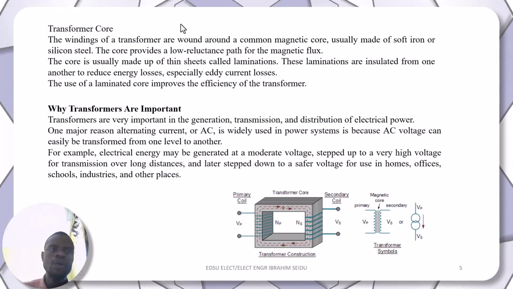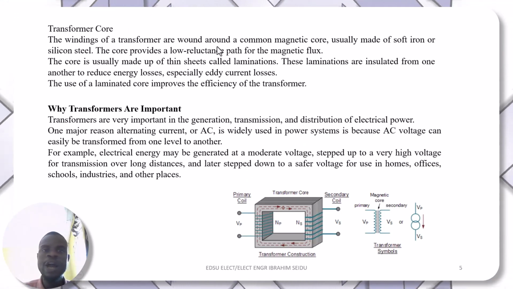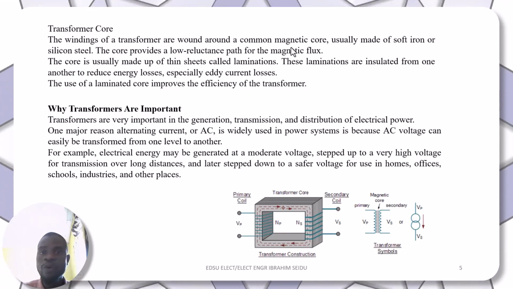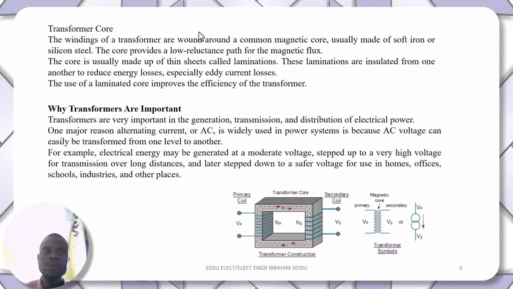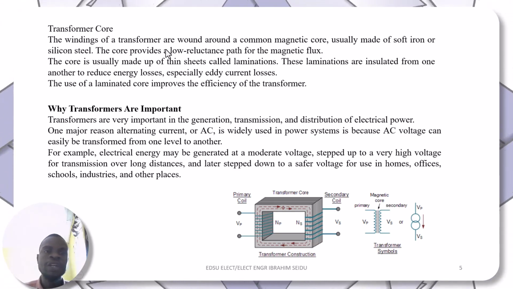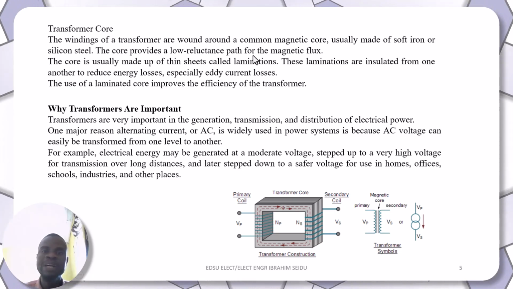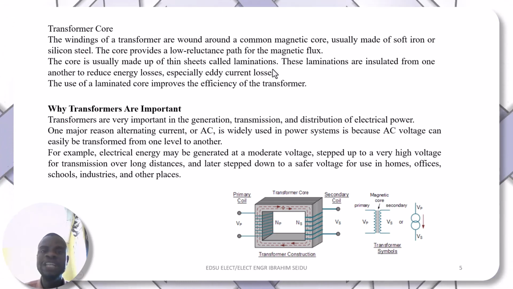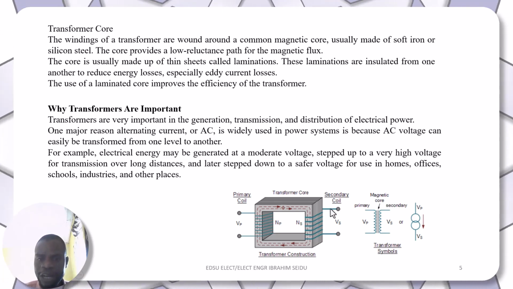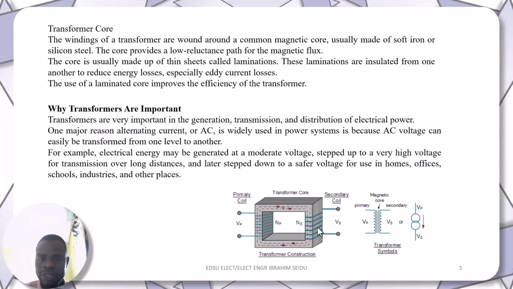Now, transformer core. The windings of a transformer are wound around a common magnetic core, usually made up of soft iron or silicon steel. The core provides a low reluctance path for the magnetic flux. The core is usually made up of thin sheets called laminations. Now, these are our transformer core, as you can see here.